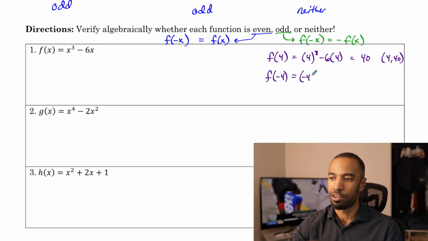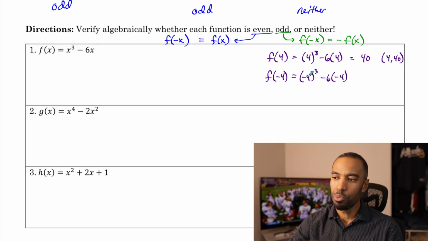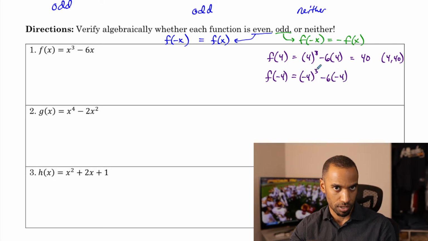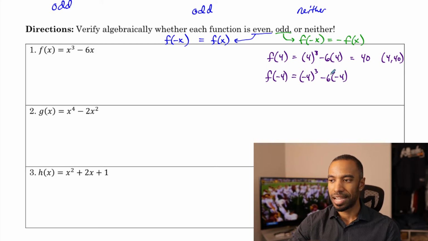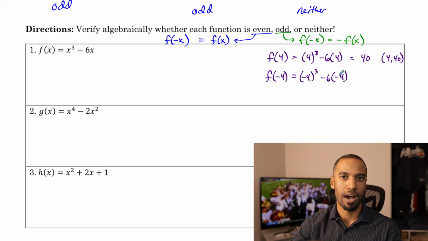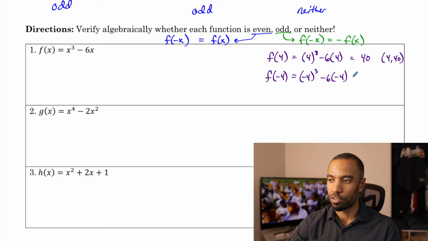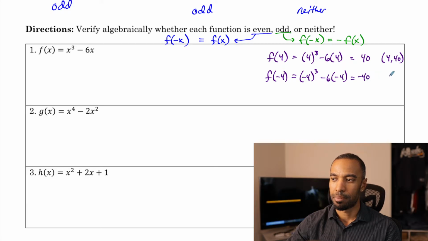But if I substitute negative 4 into here, notice what happens. We are going to cube negative 4 and we get negative 64. Then we are going to be subtracting 6 times negative 4. Negative 6 times negative 4 is positive 24. So we have negative 64 plus 24. That becomes negative 40. That means there's a point on our graph that's (negative 4, negative 40).